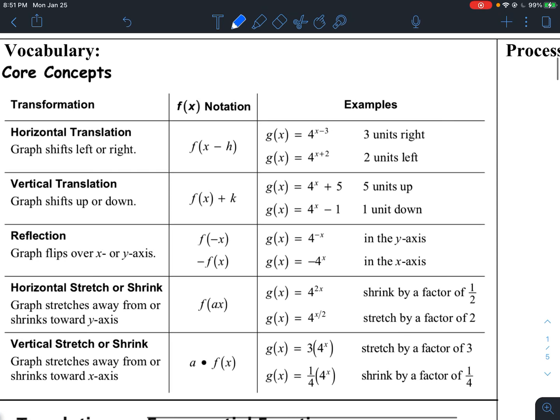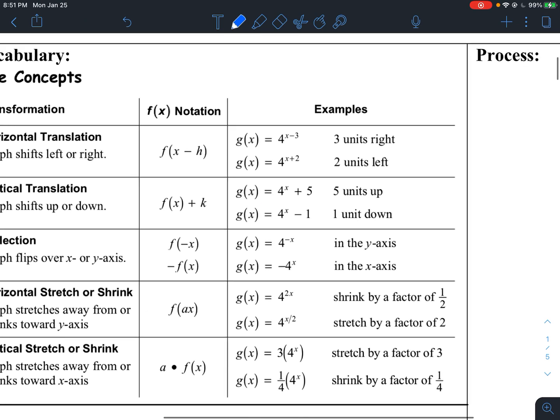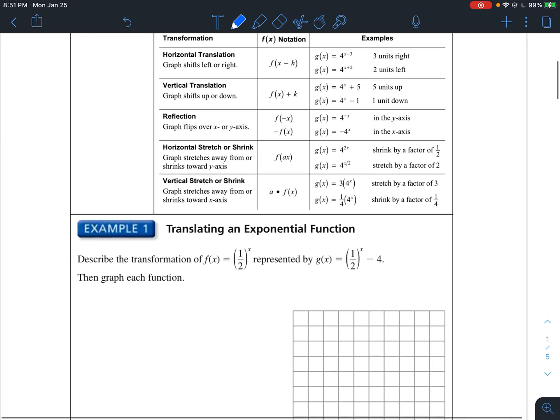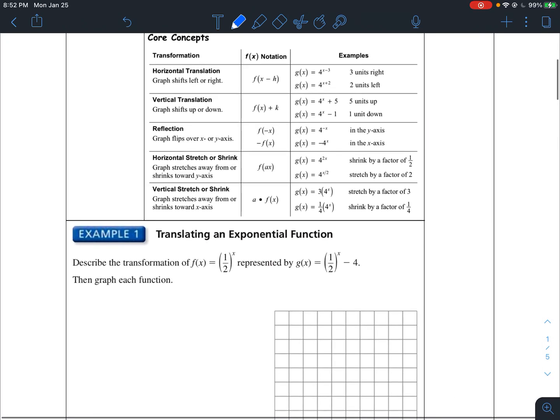Now, if it's not inside the parentheses, if there's nothing being added or subtracted inside the parentheses, that means it's going to be outside like this. So this plus 5 and this minus 1 means that it's outside the parentheses, and this is where we have a vertical translation. So you can see how similar transformations are. They apply the same way, it's just the function that's different.